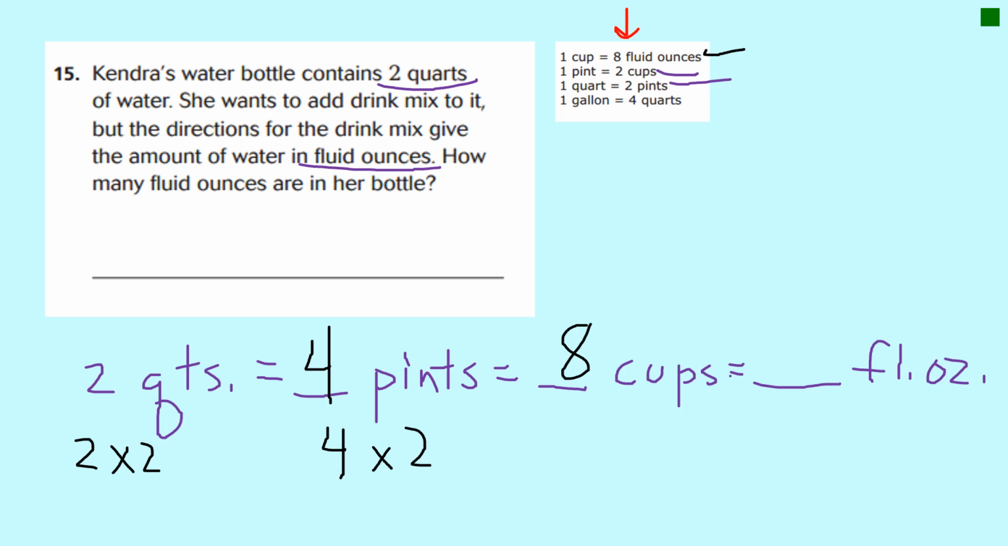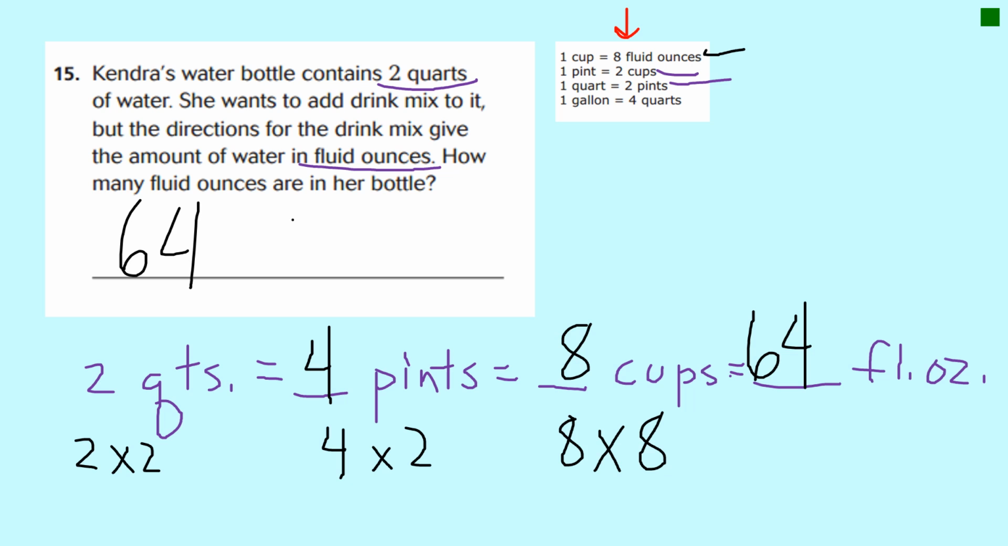1 cup equals 8 fluid ounces. So 8 cups of 8 fluid ounces. What's 8 times 8? Have you been thinking about your 8s lately? 8 times 8. You know it, don't you guys? It is 64. So Kendra has 64 fluid ounces.